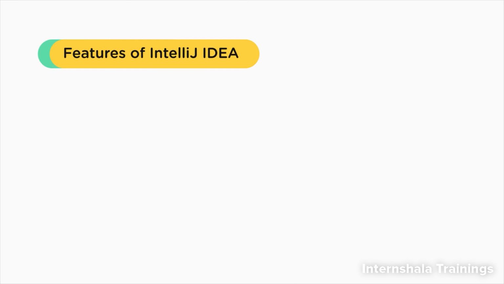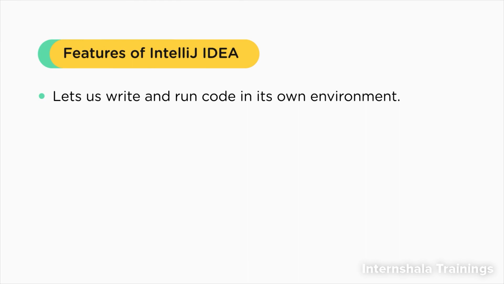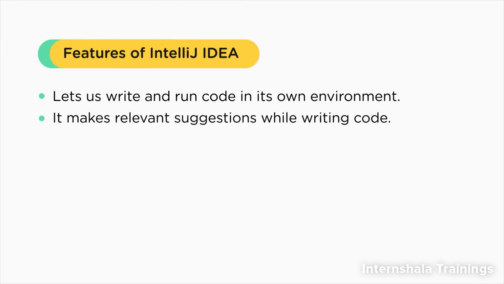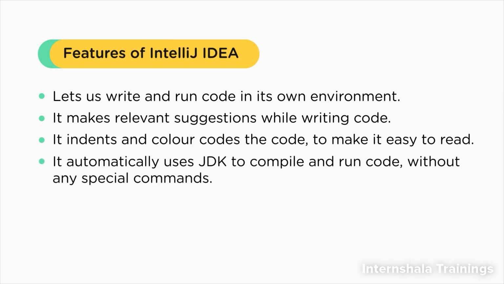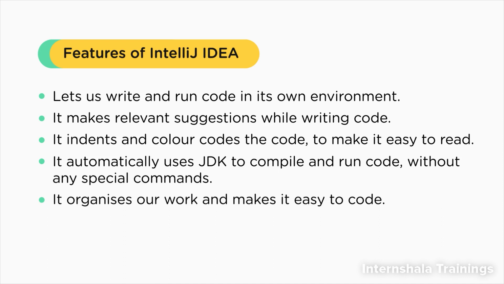Here are some features of IntelliJ IDEA. IntelliJ IDEA lets us write and run code in its own environment. Moreover, it also makes relevant suggestions about writing code. It indents the code and color codes it to make the code easier to read. Also, it automatically uses JDK to compile and run the code without us having to give any special commands, and gives the output. Thus, it is an environment that organizes our work and makes it easy to code.